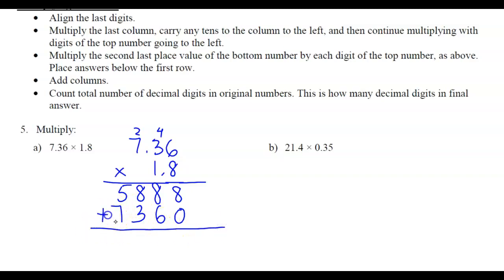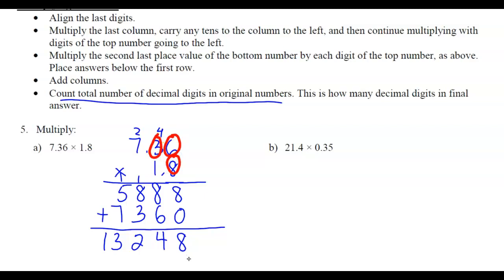Then we have to add those 2 rows together, just like we added previously. Carry the 1, 12, carry the 1, 12 plus 1 is 13. And then you count the total number of decimal digits in the original numbers. So there was 1, 2, 3. So now there's 1, 2, 3. And so my decimal goes, oops, let me do it in blue.